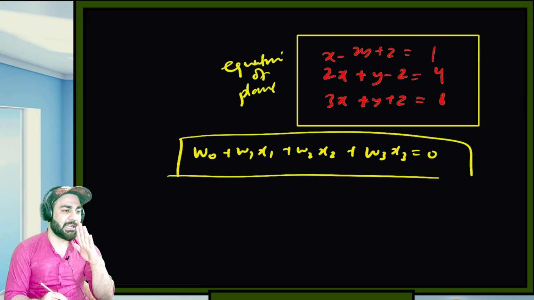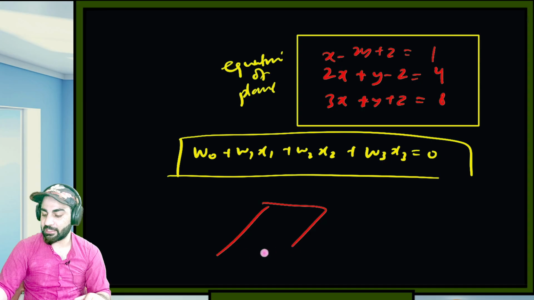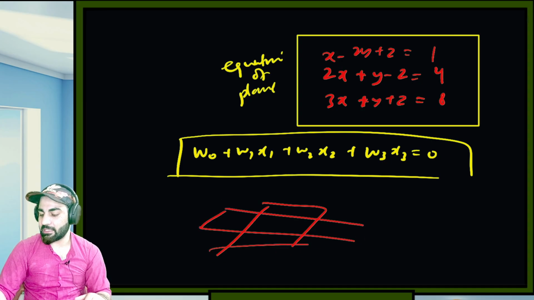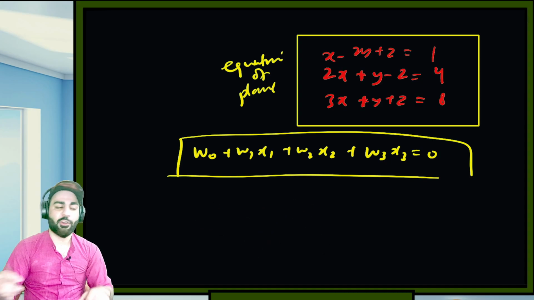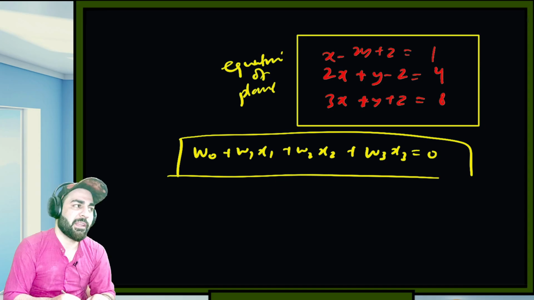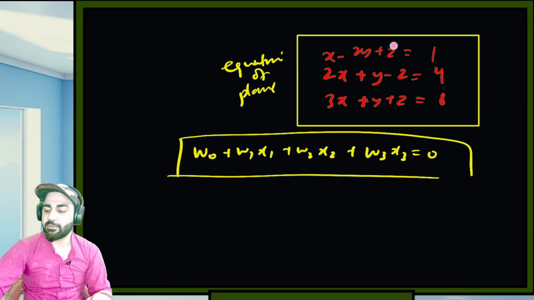So now we have three planes. If two planes intersect, they intersect in a line. One plane will be something like this, and let's suppose some other plane is like this, so they intersect in a line. But if three planes are non-planar, if they don't lie in the same plane, they will intersect at one point, and we have to find that point. The x, y, and z values are to be found.